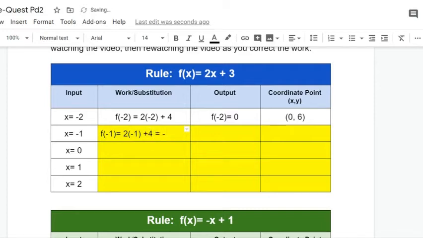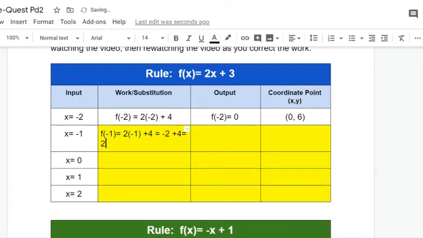I'm going to show a little more math just to give you guys a heads up. So -2 plus 4 equals 2. So then I have f of -1 equals 2. That means my coordinate pair, which is x, y, where the x is the input and the y is the output we just solved, is going to be -1, that's the input, 2.